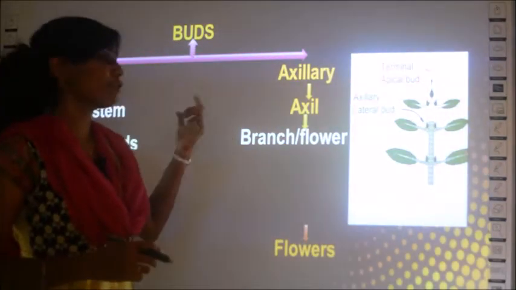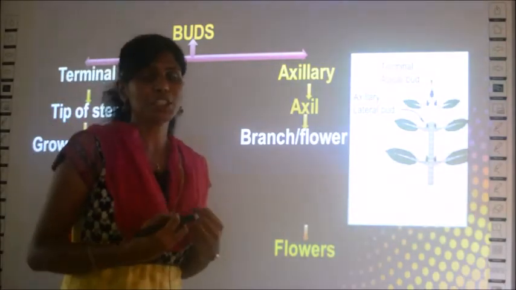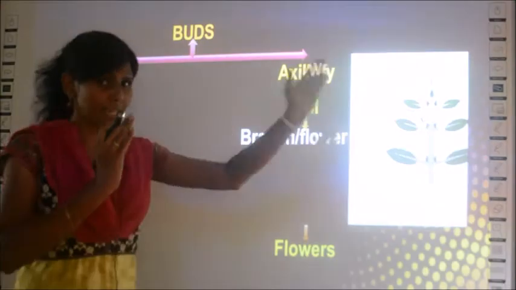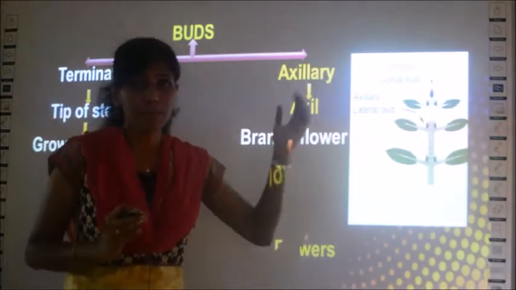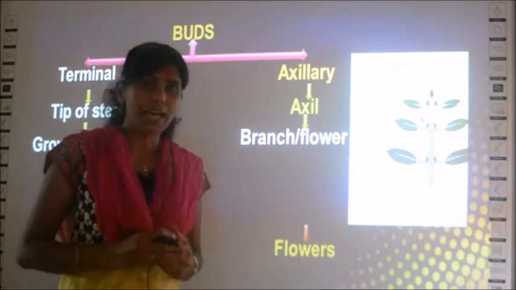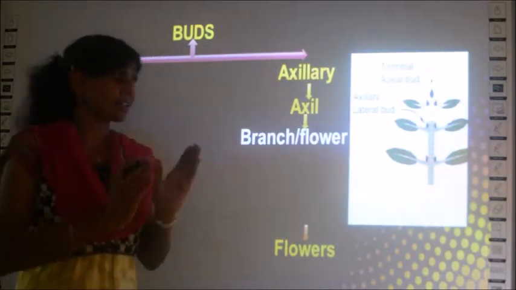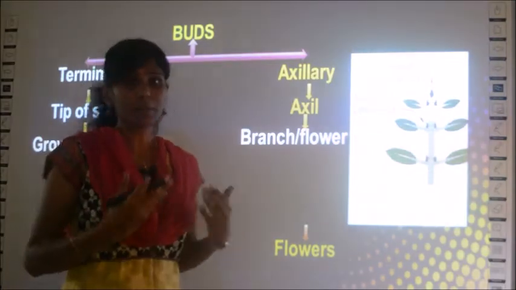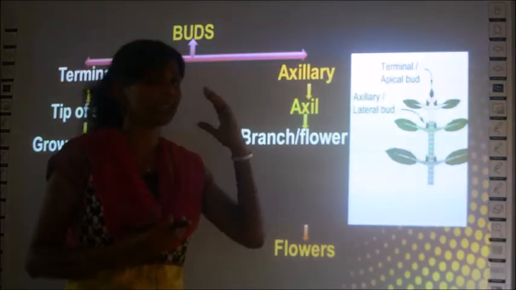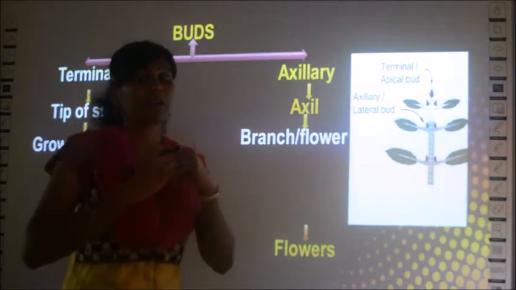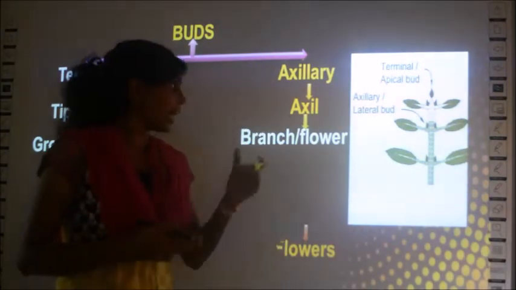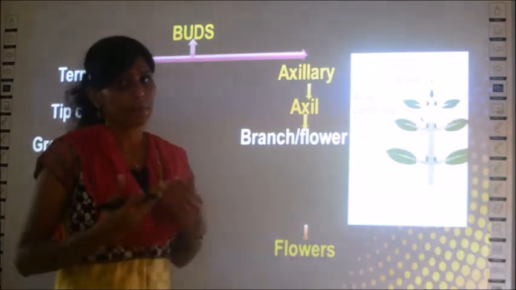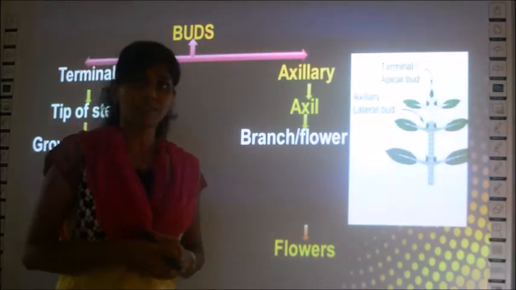There are two types of buds based on the location where a bud is present. If it is present on the tip of a stem, then you call it a terminal bud or apical bud, and if the bud is present in the axil of the leaf, you call it an axillary bud. An apical or terminal bud will grow in the upward direction, and an axillary bud, which is in the axil of the leaf, can become either a branch or a flower.